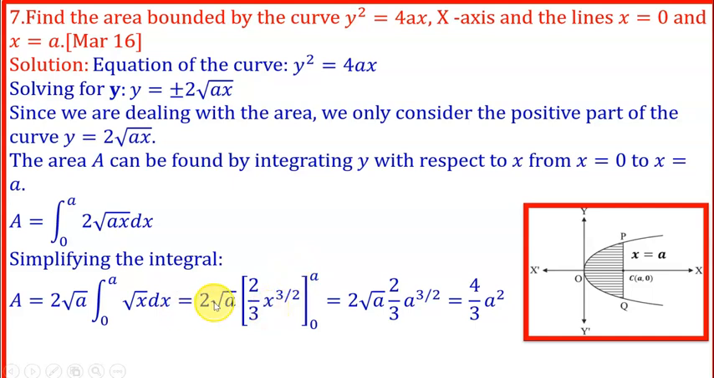Then you will have 2 root a, 2 by 3, a raised to 3 by 2. And root a into a raised to 3 by 2 means what? A square. 2 into 2, 4. 4 by 3, a square. And this is the required area.